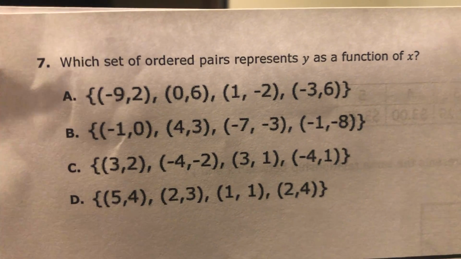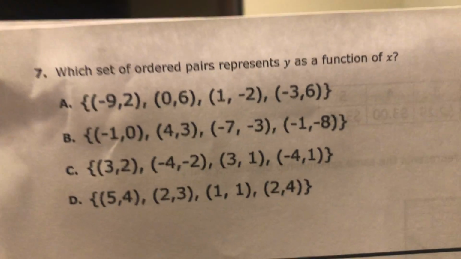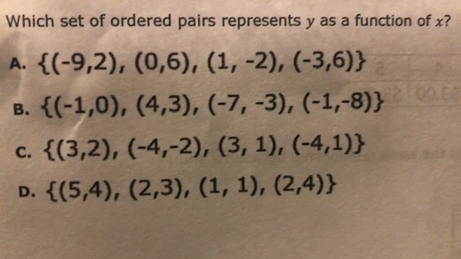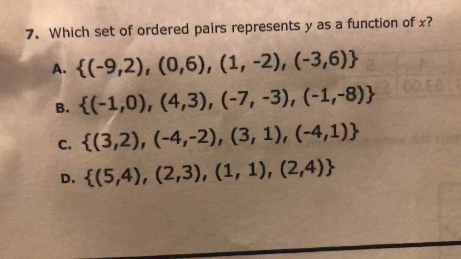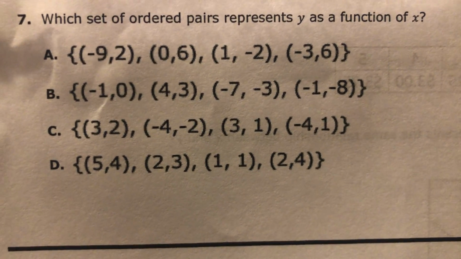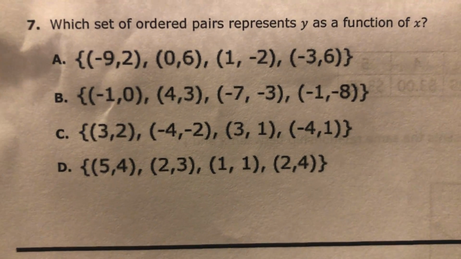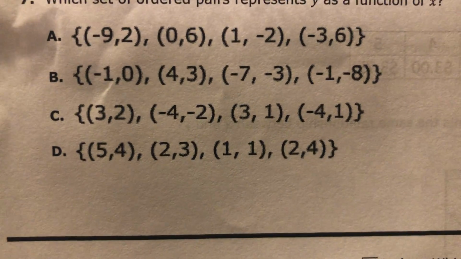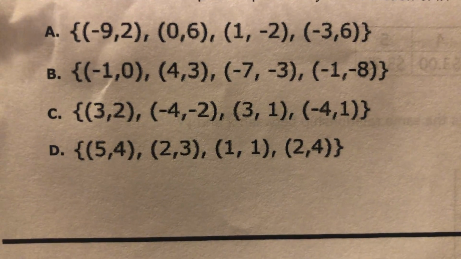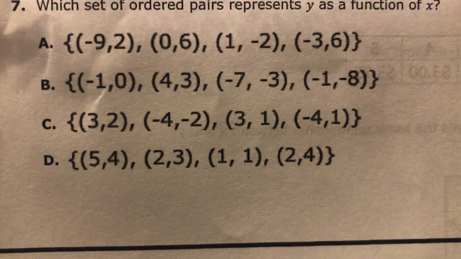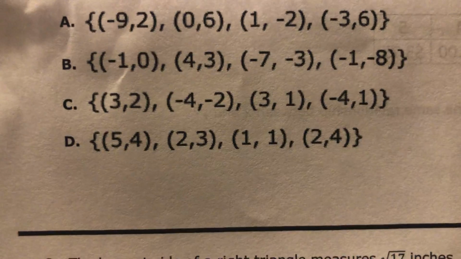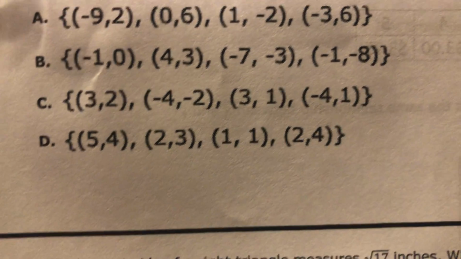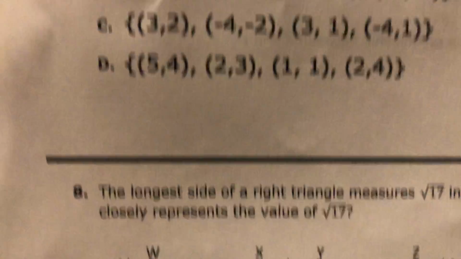Number 7, which set of ordered pairs represents y as a function of x? A, -9, 2, 0, 6, 1, -2, -3, 6. B, -1, 0, 4, 3, -7, -3, -1, -8. C, 3, 2, -4, -2, 3, 1, -4, 1. D, 5, 4, 2, 3, 1, 1, 2, 4.